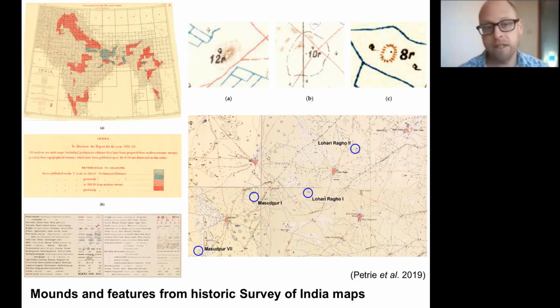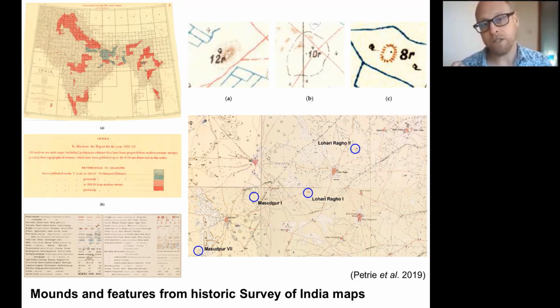So at the top of this image on the right-hand side, you can see the types of symbols that were being used in the surveying maps to demarcate archaeological sites. They're not marked as being archaeological sites, they're just marked as being features on the topography. But if we have a look down here on the bottom, you can see a number of archaeological sites located close to Rakhigarhi, and all of them are identified on these maps.